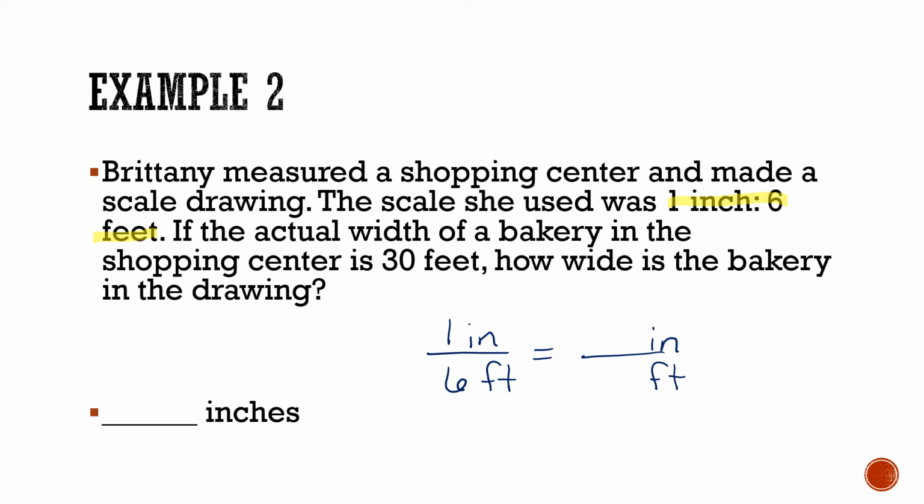Now, we need to fill in either inches or feet, so you've got to keep reading. If the actual width of a bakery in the shopping center is 30 feet, how wide is the bakery in the drawing? So that 30 feet, we are going to fill in here on the bottom. How did we go from 6 to 30? We multiplied by 5. So we'll do the same on the top, and 1 times 5 would give us 5 inches.